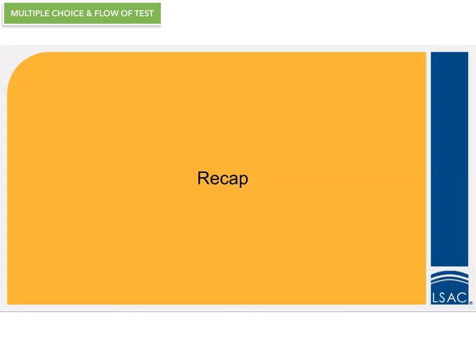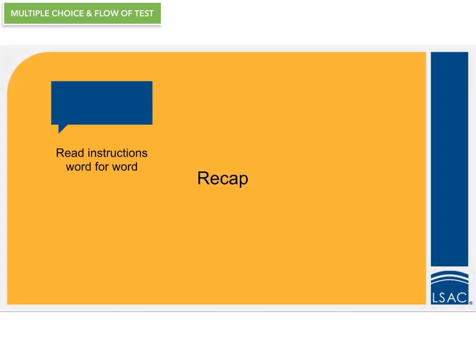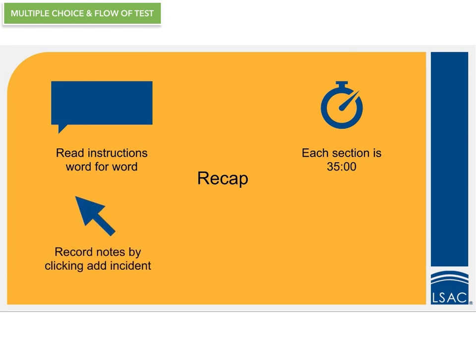Now it's time for a recap. Before starting a section, read the instructions word for word. Each section will be 35 minutes long in a standard room, and the test takers will receive an automated 5-minute warning. You can record notes about any incident that may occur by hovering over the test taker's picture and clicking Add Incident. You can also move a test taker's seat if needed, and an open seat is available, by clicking on their picture and dragging it to an open seat.